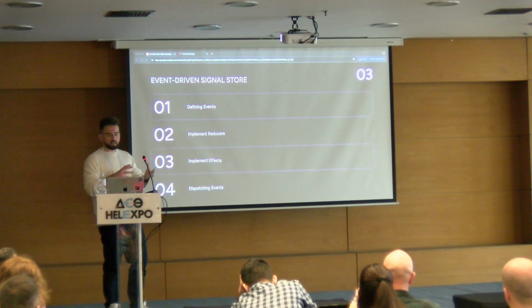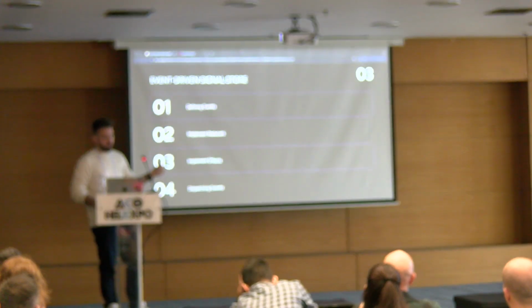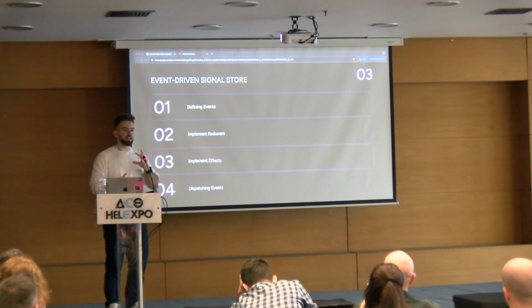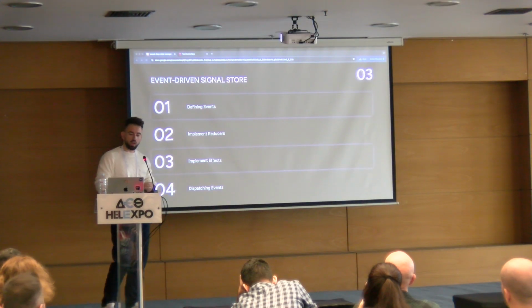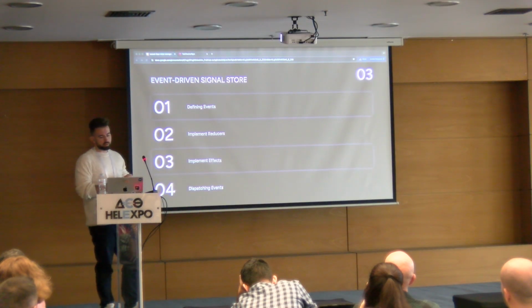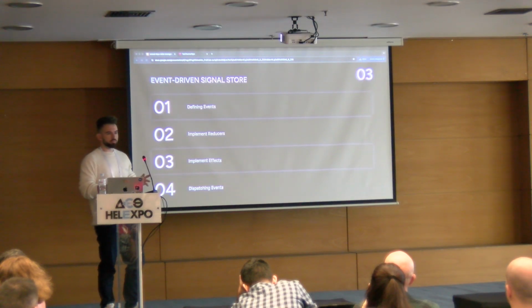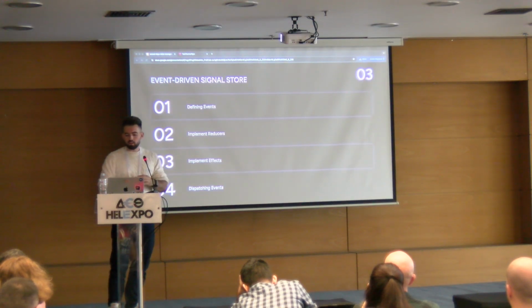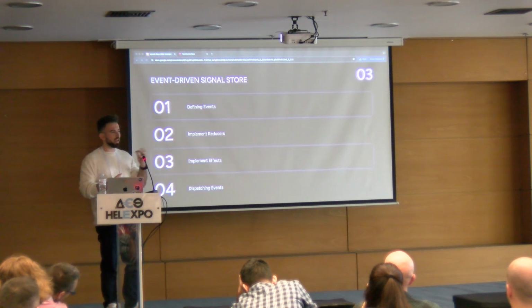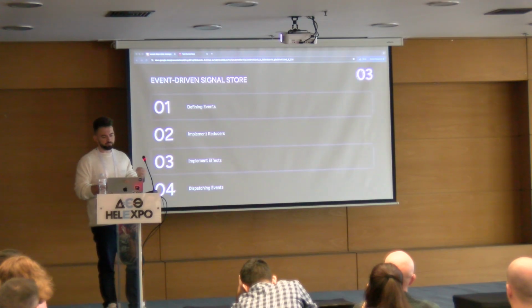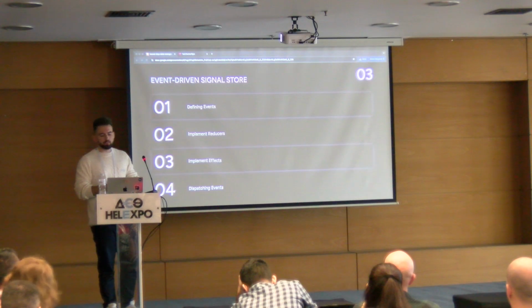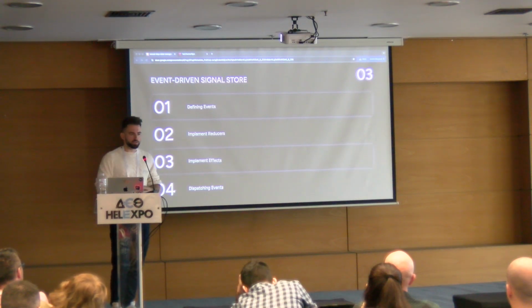When we're implementing an event-driven architecture, most of the time we follow 4 steps. First, we define events, type-safe definitions for anything that can happen in our application. Second, we implement reducers, functions that update our state when events occur. Then we implement effects. Effects are async operations like API calls, which on their end can dispatch result events. And finally, we dispatch events from our UI components and make them completely decoupled from business logic.